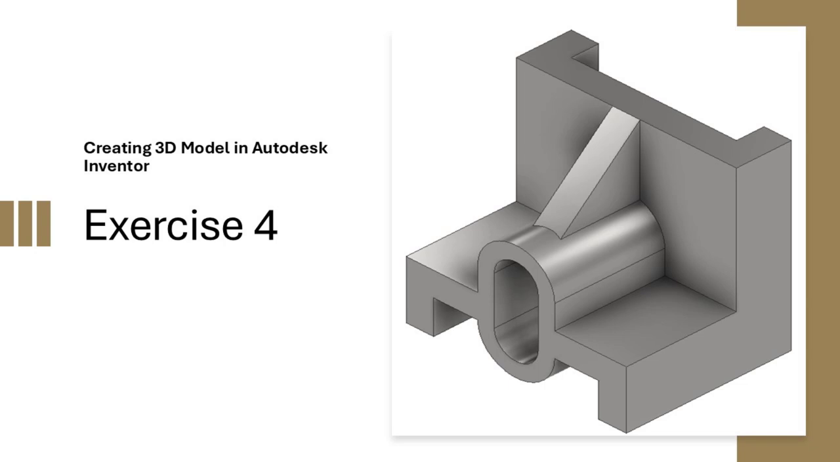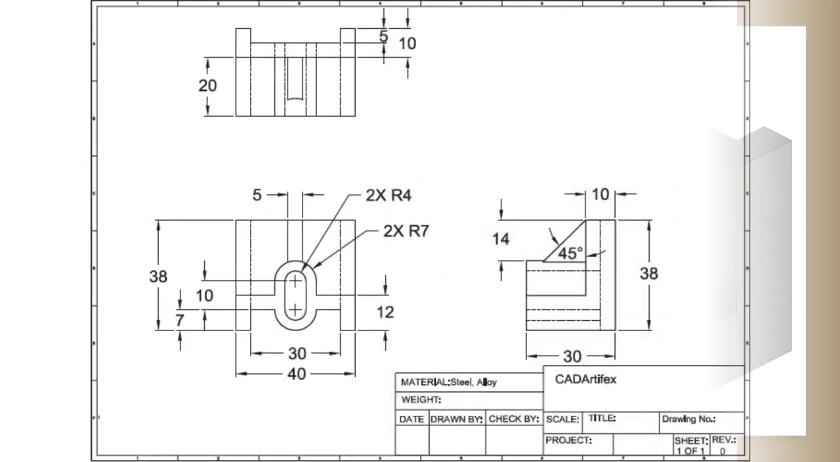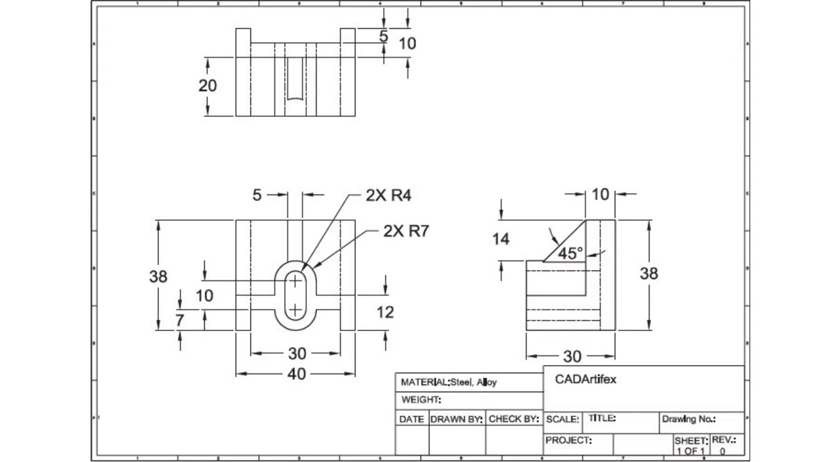In this session, we're going to work on an exercise that will create a 3D model. You'll also see various views and dimension drawings, which will guide us through the design process. Once the model is complete, we'll assign a steel alloy material and calculate its mass properties. All dimensions provided are in millimeters, so make sure your unit settings match before getting started. Let's dive in and bring this model to life step by step in Autodesk Inventor.